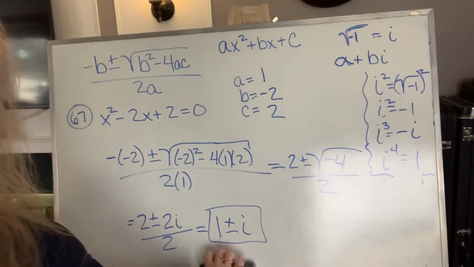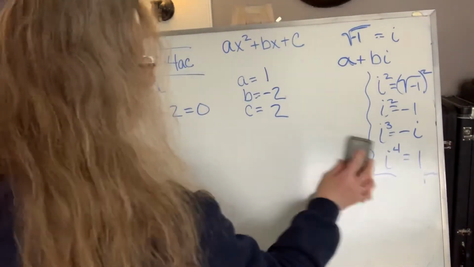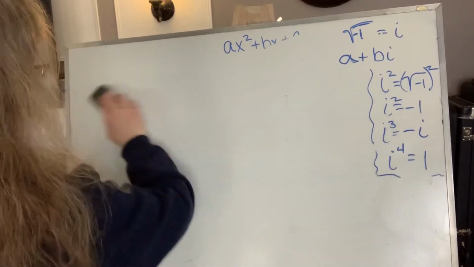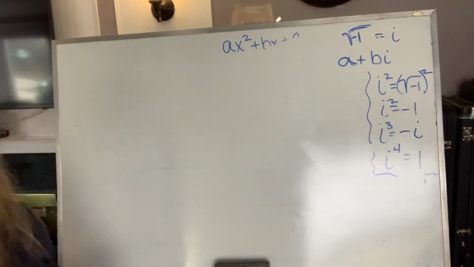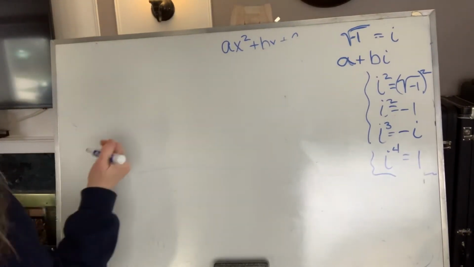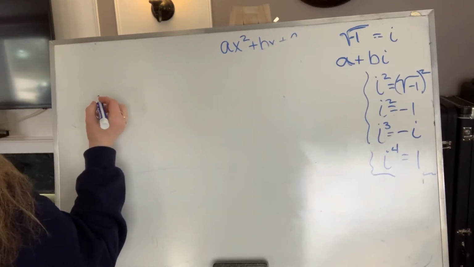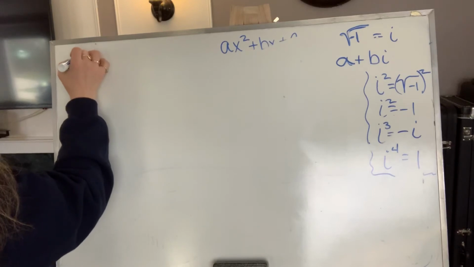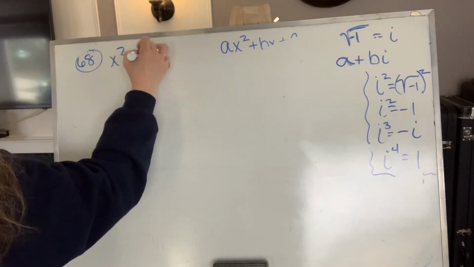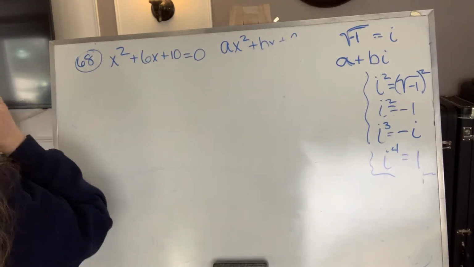All right, let's do one more of those. Let's see. Well, let's try 68. Let's just try that one. x squared plus 6x plus 10 equals 0.